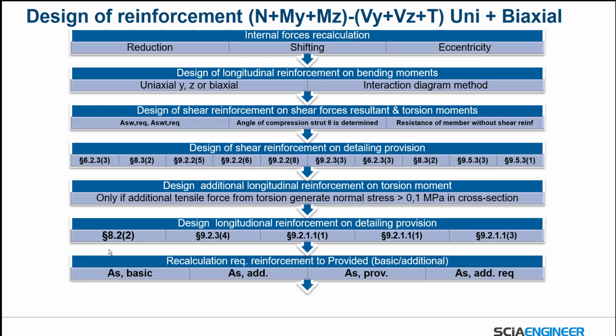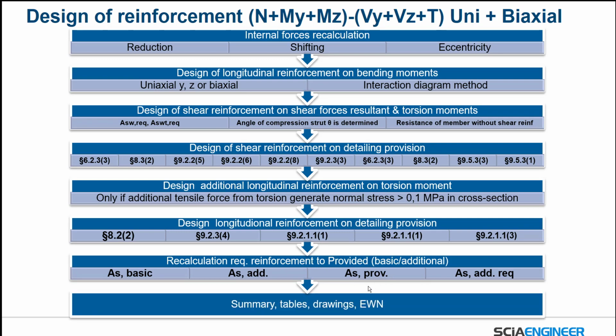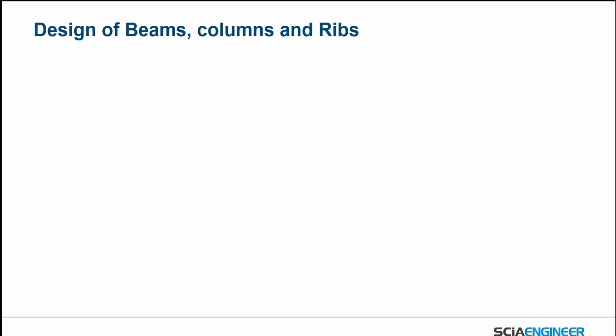And finally, as a user, I can calculate my basic reinforcement. If additional reinforcement should be calculated, then it will be calculated. And finally I will get the provided reinforcement inside my cross section or inside my member. All that is supported with a nice output, graphically or numerically, with a nice error and warning system. This error and warning system can guide you to understand what's happening in your structure and what kind of solution you have in front of you.